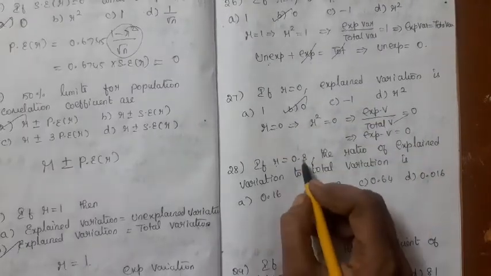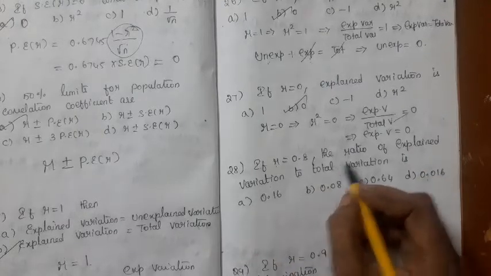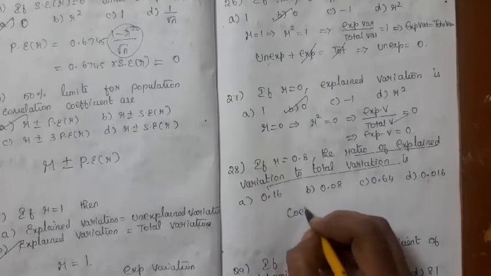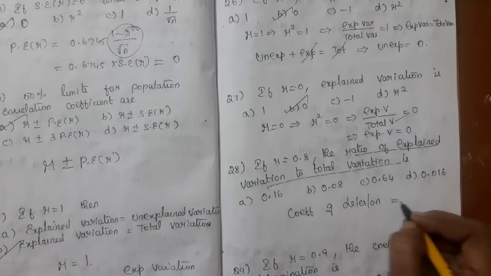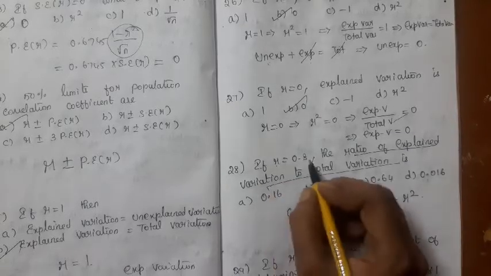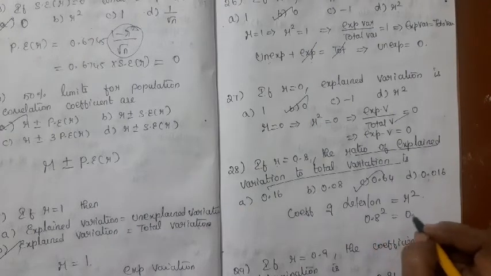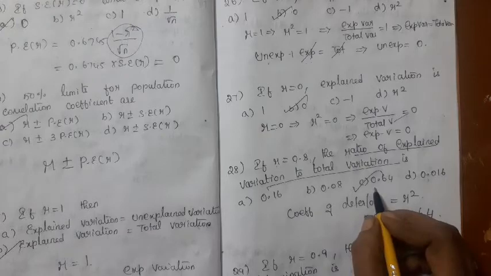If R is equal to 0.8, what is the ratio of explained variation to the total variation? The ratio of explained variation to the total variation is called coefficient of determination, which is equal to what? R square. So the answer is 0.8 square. 0.8 square, that is equal to 0.64. Answer is option C. Okay.